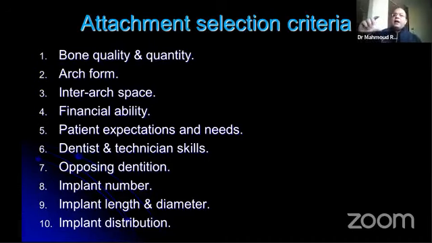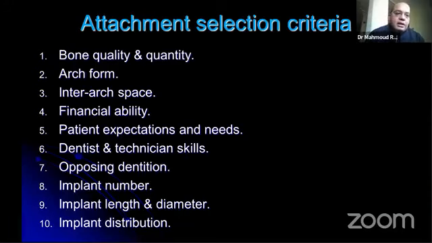If you have 20 millimeters of inter-arch space, you can use a bar or telescope. If you have 10 or 9 millimeters of inter-arch space, you can use a ball and socket type. If you have only 5 millimeters of inter-arch space, you can use a Locator or Equator type.